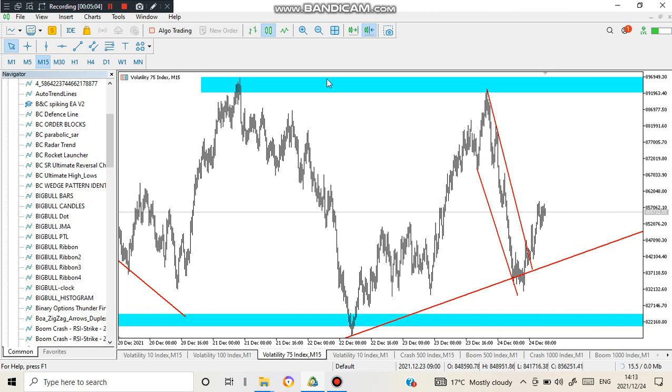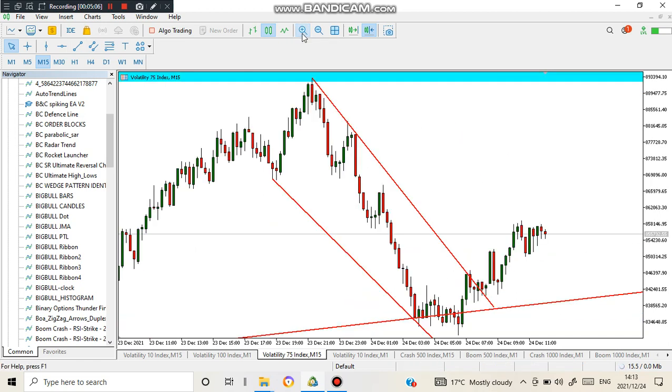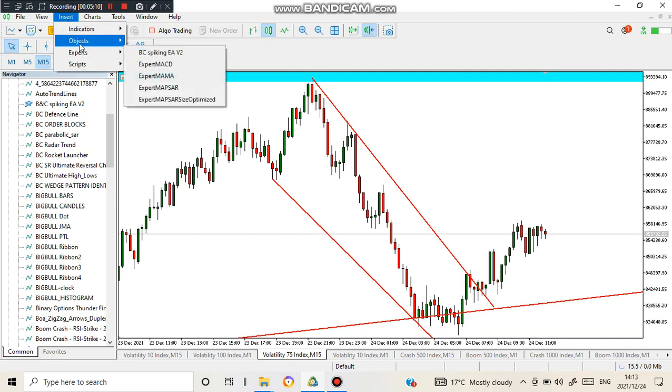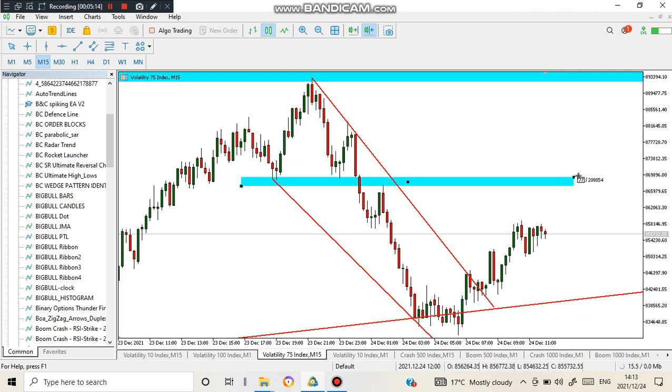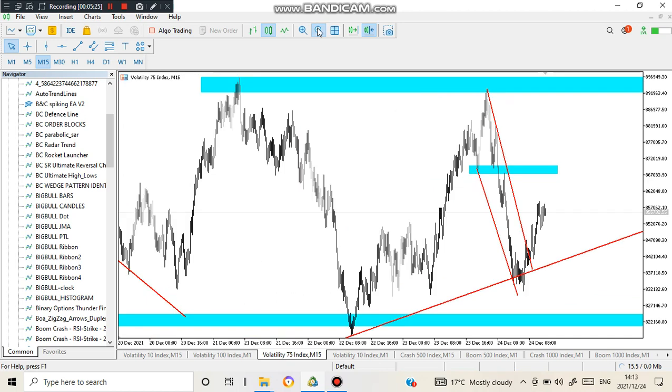What we can expect from price is, if price decides to come up, let me just add my rectangle. It can come to this level over here, then come back down, then go up. But if it doesn't come to that level, it's gonna break below this trend line over here. And what's gonna happen after that? Price is gonna come to this level before going up. But if it breaks below this support over here, it's gonna continue to the downside.